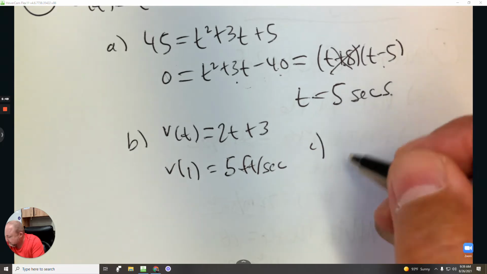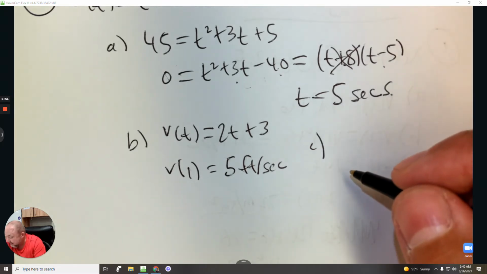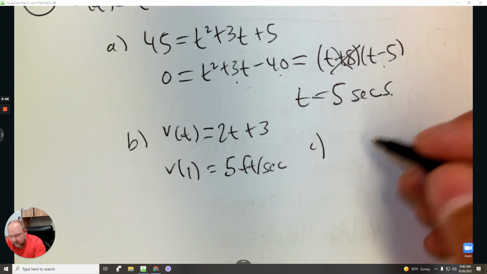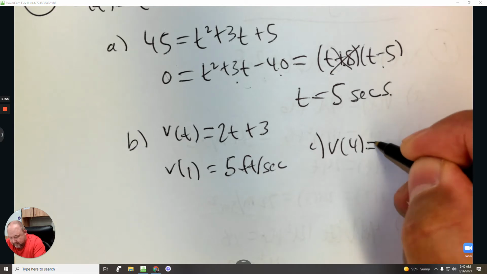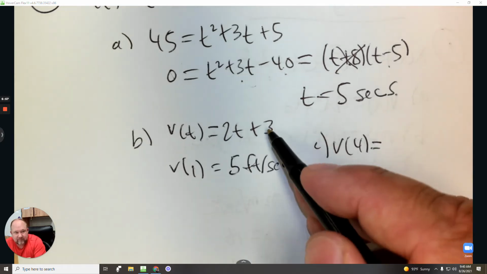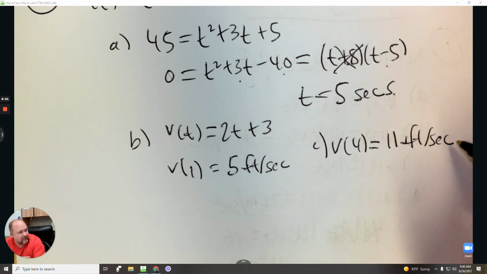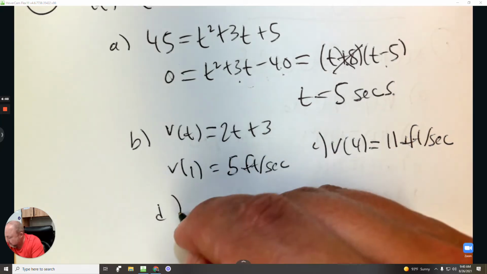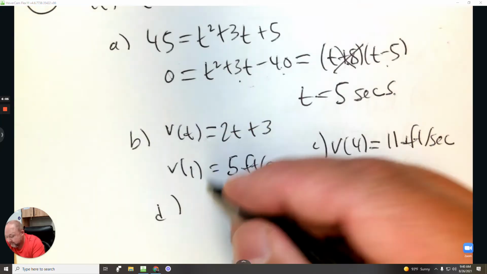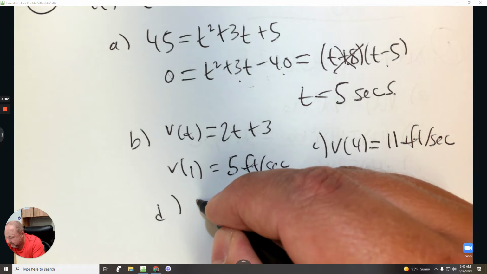C, how fast is the balloon rising at 4 seconds? So again, we're going to use velocity and plug in 4. So that's 8 plus 3. So that's 11 feet per second. Nice and simple.